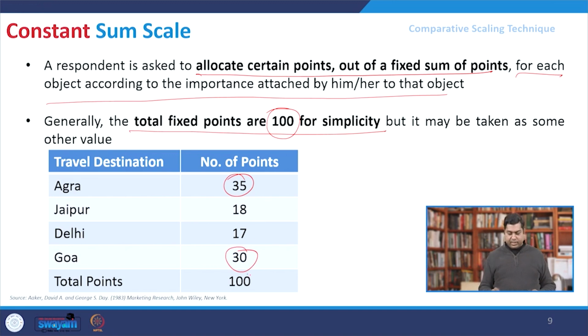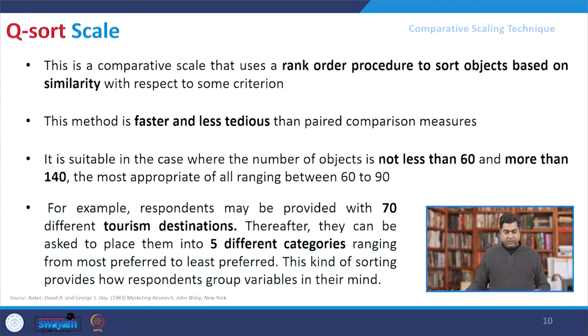So the sum total is 100, but here also you can see that 35 is higher than 30. So this is first, this is second, this is third, and this is fourth. This is consistent even with the previous result, but in this case we are assigning a number, not a rank directly. But definitely this constant sum scale can be converted to the rank order.